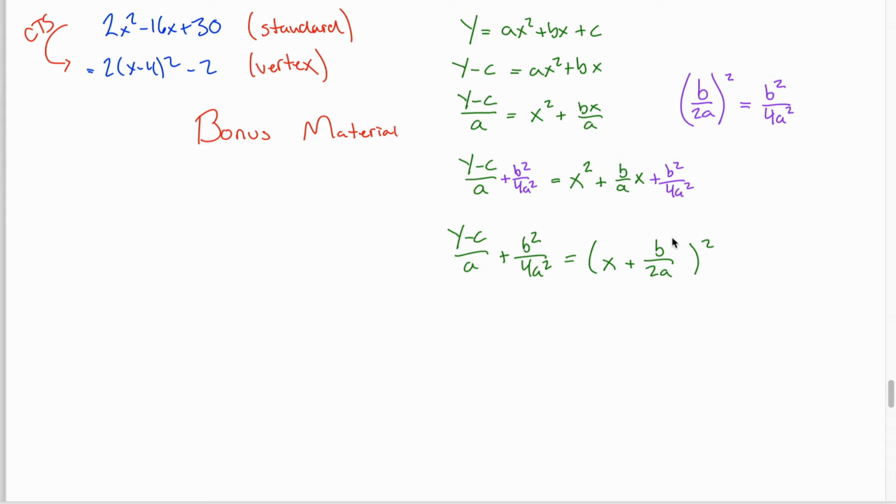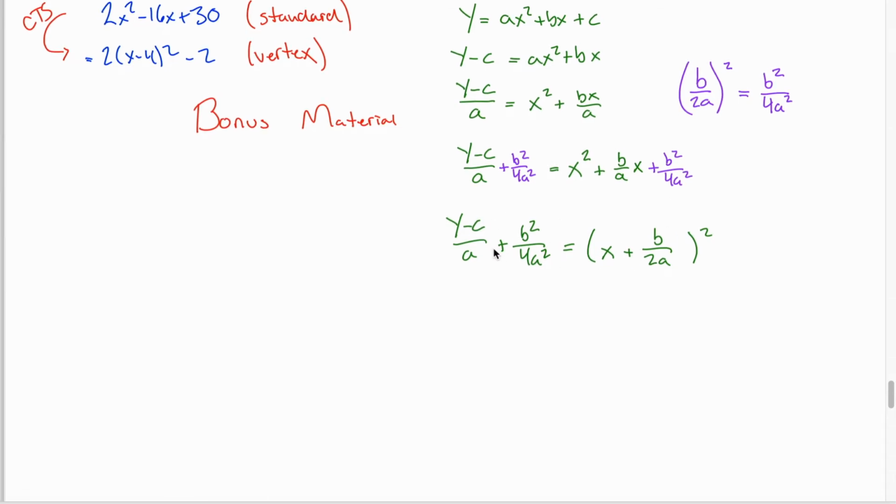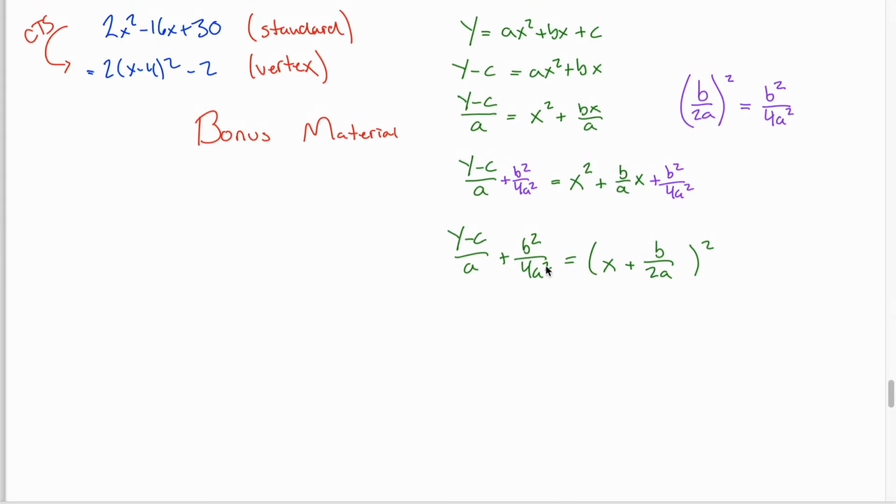That's pretty complicated algebra, but the good news is now all we got to do is solve for y. The bad news is solving for y is a little bit uglier than it used to be because we have all these constants floating around instead of numbers, but it's fine. First, maybe just subtract this mess over to the right side. That would leave me with y minus c over a is equal to x plus b over 2a squared minus b squared over 4a squared.